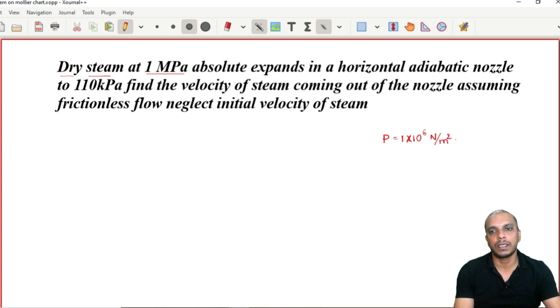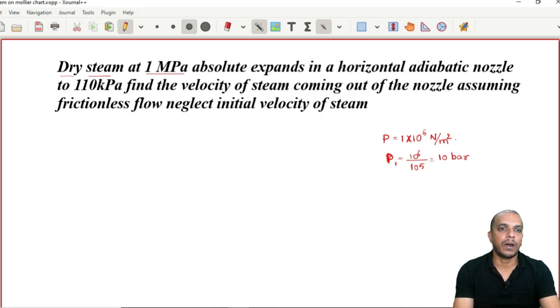Our Mollier chart is based on pressure in the unit bar. So, if I divide this by 10 power 5, I will get the unit as bar. So, it will be 10 bar. The given pressure I have just rewritten in terms of bar. So, P1 is 10 bar.